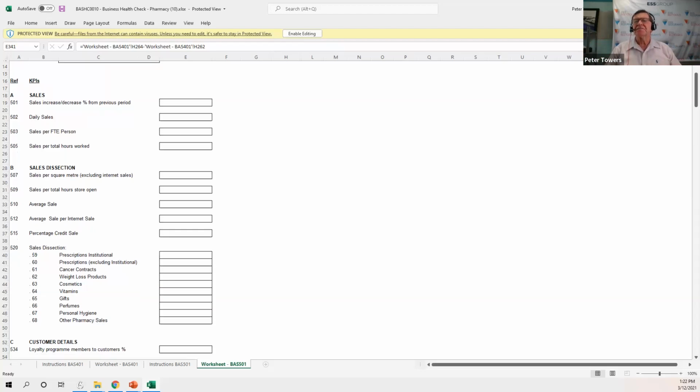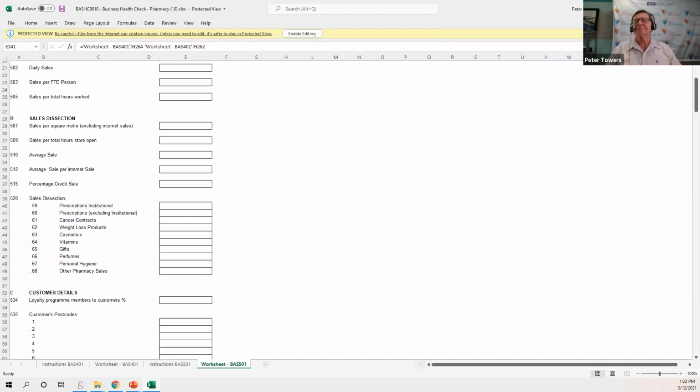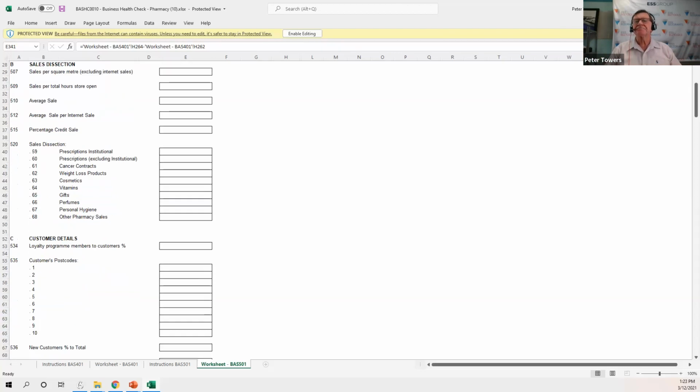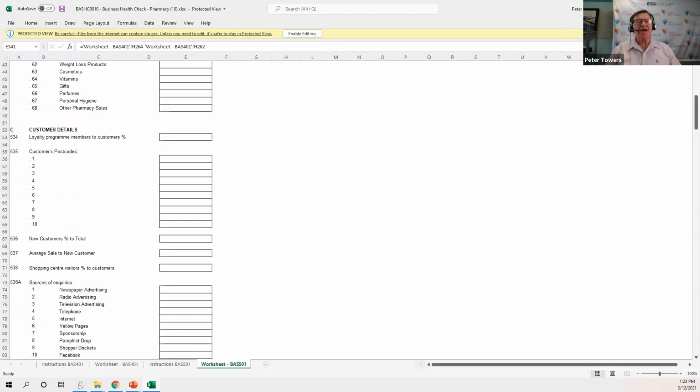What's the average sale? What's the average sale per item? What was the percentage of sales made by credit? Dissection of the sales. Customer details, where did they come from? So we've broken down those 10 postcodes. What it might highlight is that we've got a group fast growing from a postcode that a few months ago was down at level 10. The obvious leadership question is why? Why does that occur? Why has a postcode that was running at number 10 now coming in at number 3? What have we done there?